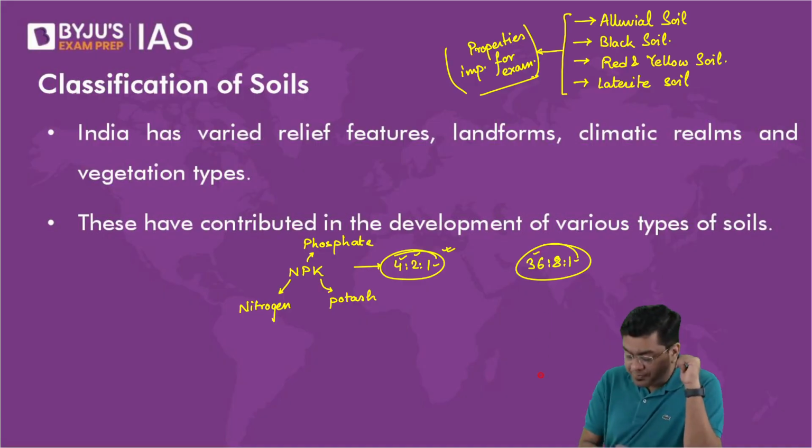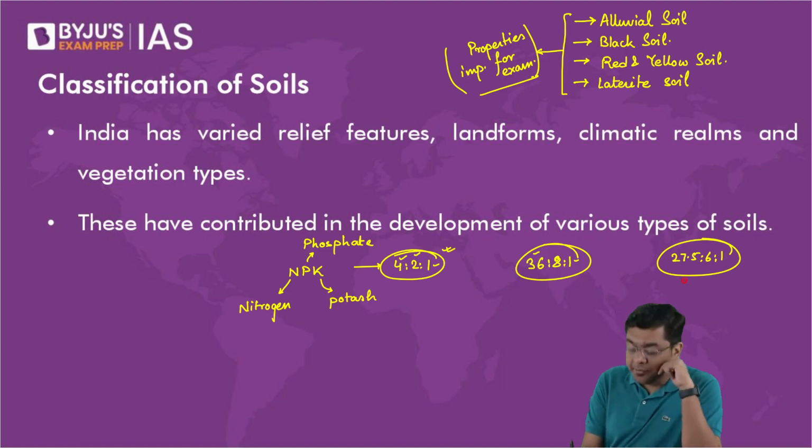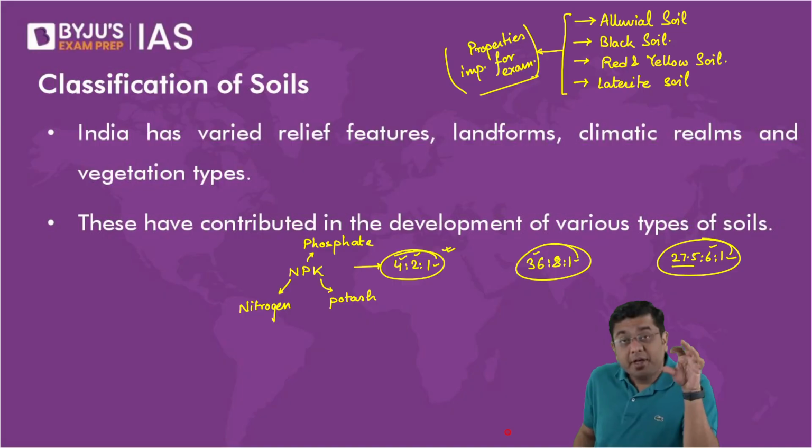Right? Then you have another one, in the case of Haryana, it has been found to be 27.5:6:1. So that means for 1 unit of potash, we are applying 6 units of phosphate and 27.5 units of urea. Now that is the case of excessive application of fertilizer.